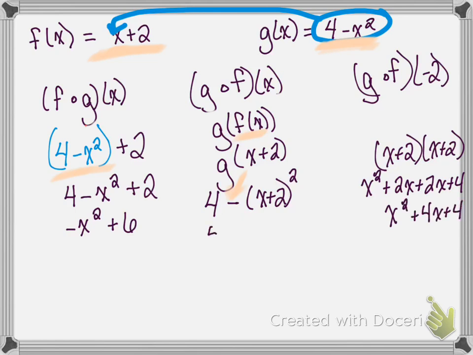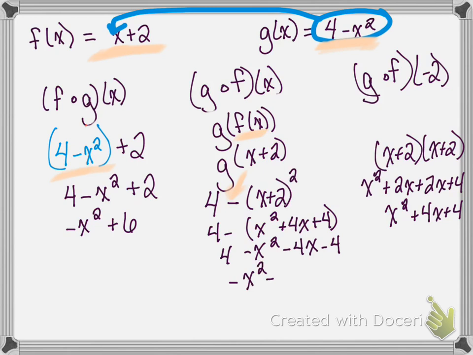Now, I am subtracting all of this. That is a place that students make mistakes. So be careful with that subtraction sign. We've got to distribute that subtraction sign to everything. So then I have 4 minus x squared minus 4x minus 4. My 4's cancel. I'm left with negative x squared minus 4x.